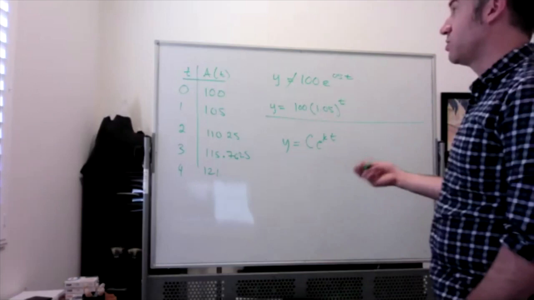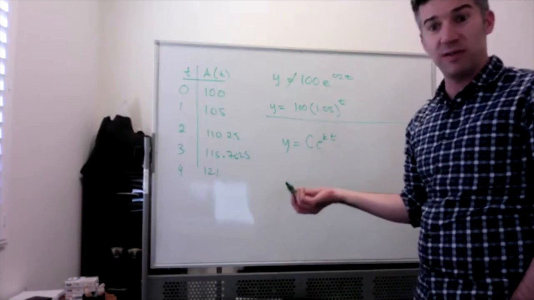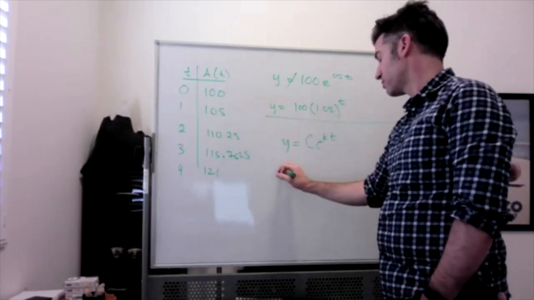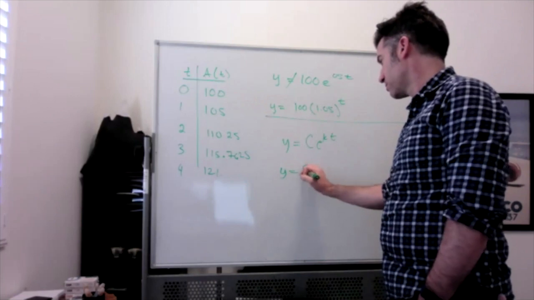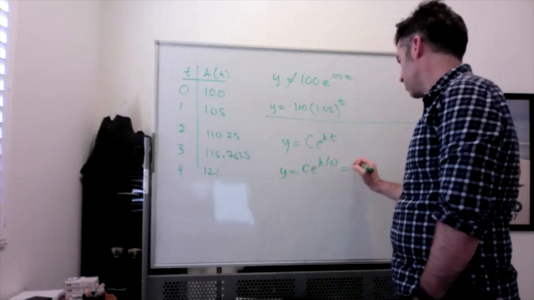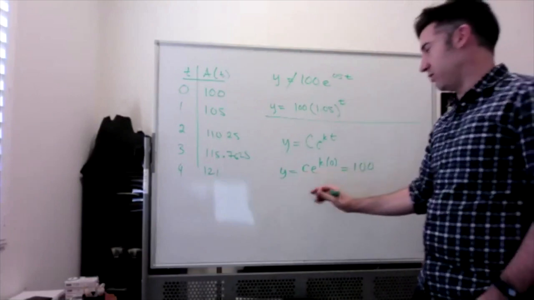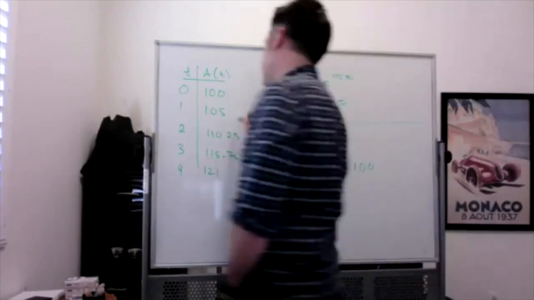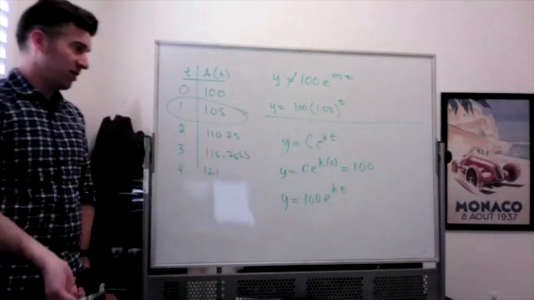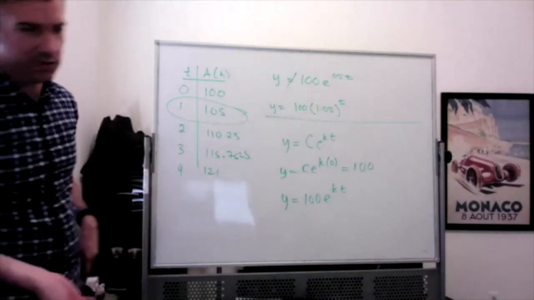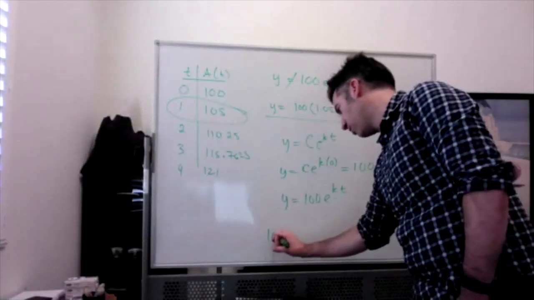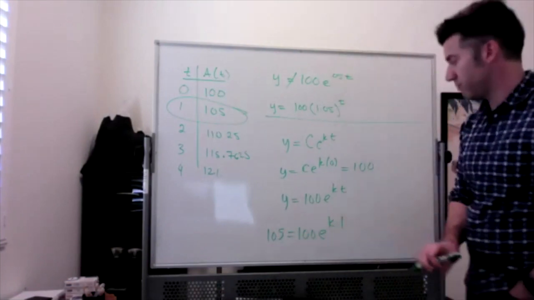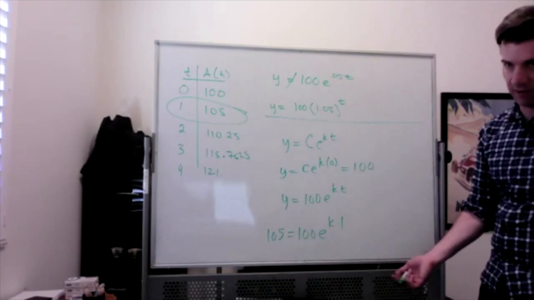The idea here is that we're supposed to assume that this is exponential growth, which I don't think the problem spells out very well, but that's what we're supposed to do. So we know that at time 0 we have 100 birds, so C is 100. Then we use the second piece of information, that after 1 month there are 105 birds, to find the k value. So I'm going to plug in 105 for y and 1 for t.